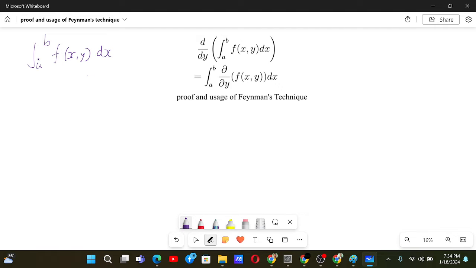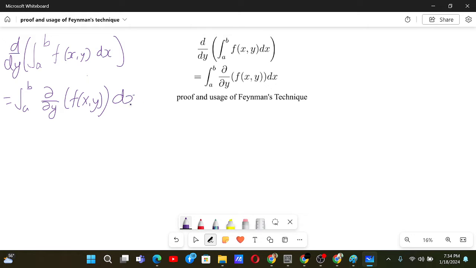If we have to differentiate this with respect to y, and this is in the world of x and y, what we can do is take the derivative inside and make it a partial derivative. That means assume x as constant and differentiate with respect to y. So we can do the partial derivative of the function and then dx. This is Feynman's technique, and this is powerful in some integrals like this.